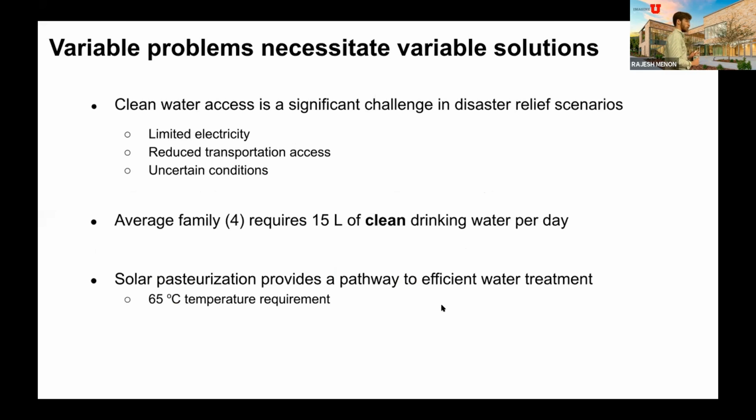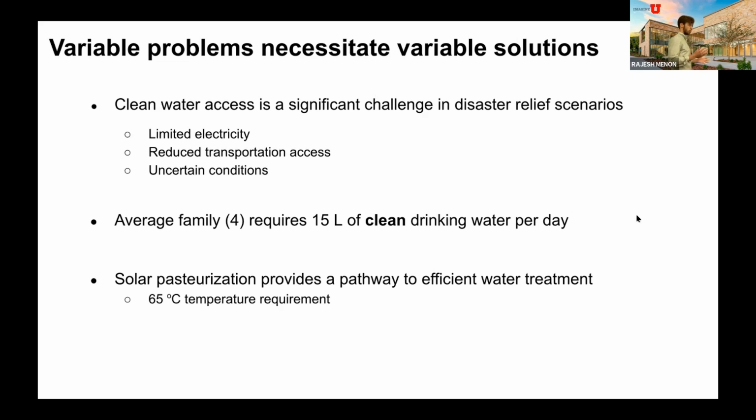When we now think about the people who would be actually consuming water in such a situation, we can speculate that there would be an average family of 4 people, and they consume about 15 liters of water every single day. So as the number of families increases, the amount of water you have to supply also increases. When we think about this in terms of just trying to ship water directly to that location, we start to see how, as the number of people displaced increases, the amount of water we have to ship and the logistics become increasingly difficult. Solar pasteurization offers a pathway to efficient water treatment and something that can be deployed on site.